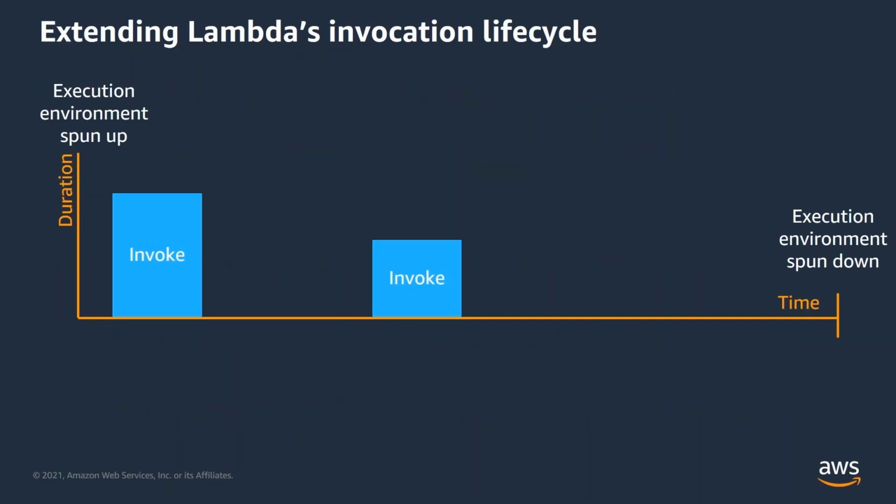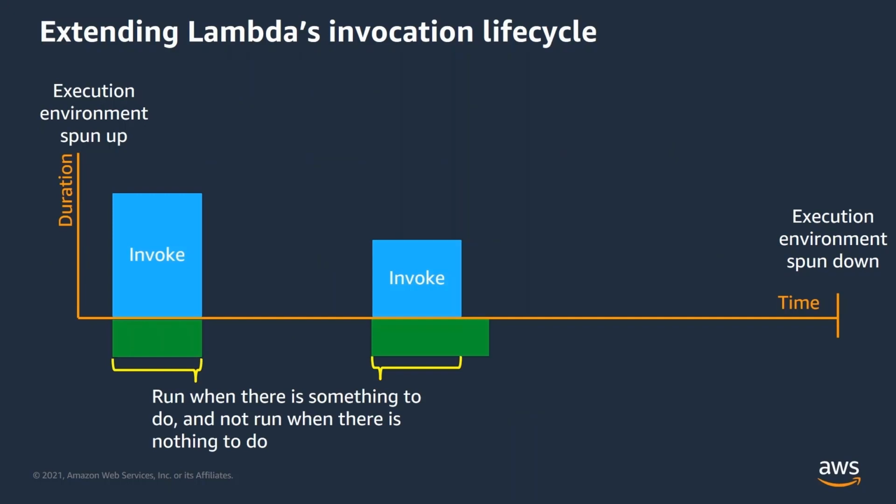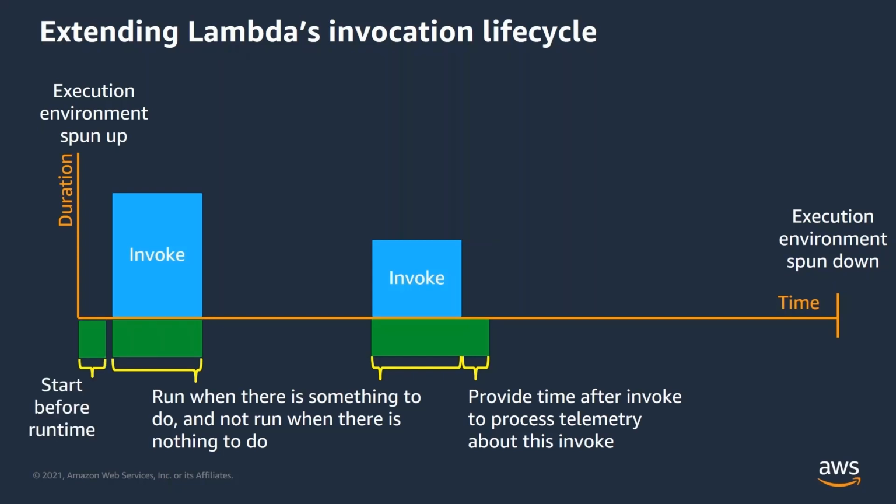Extensions extend Lambda's invocation lifecycle to only run when there is something to do and not needlessly run where there isn't something to do. They can also continue to run after a function invocation has finished to send telemetry data out about the invocation. They can initialize and work before the runtime starts and can perform cleanup tasks before the execution environment is spun down.